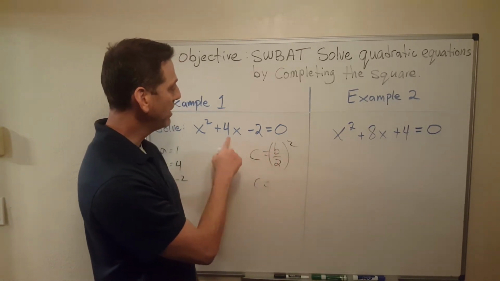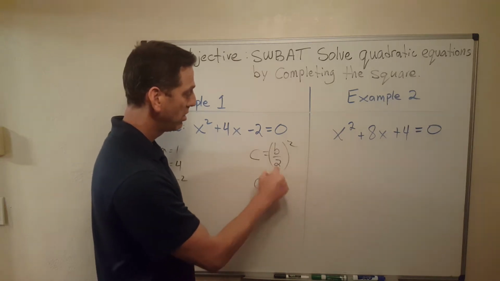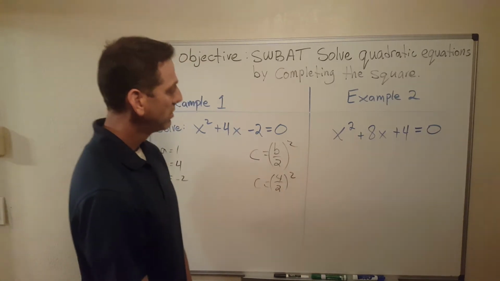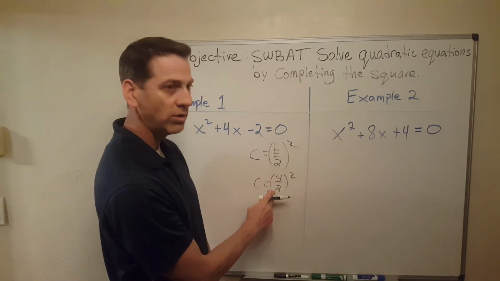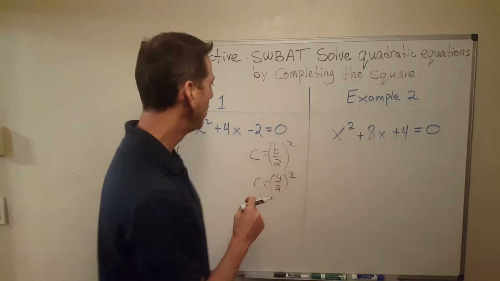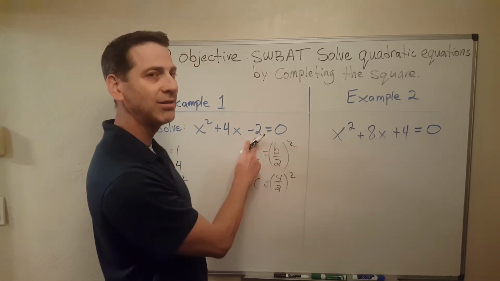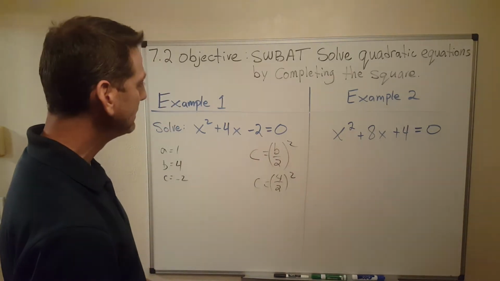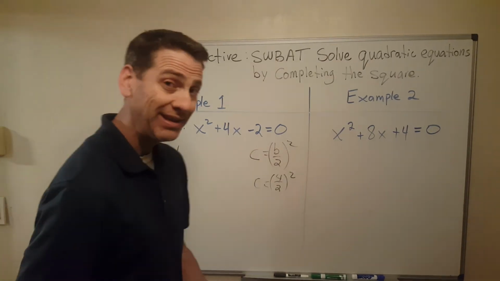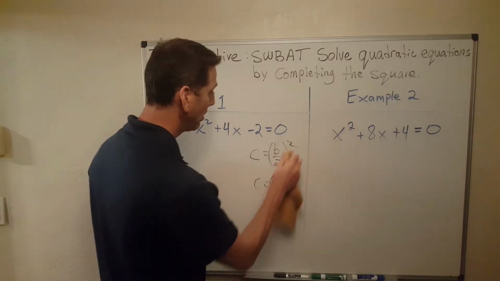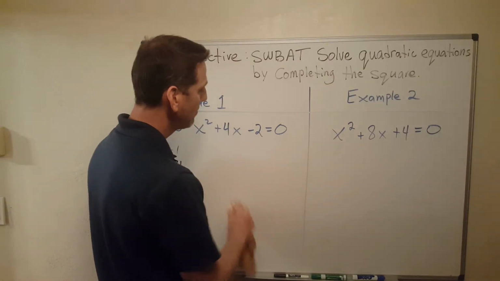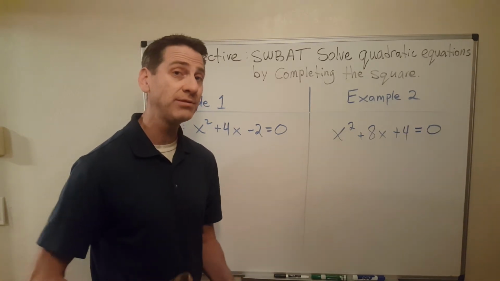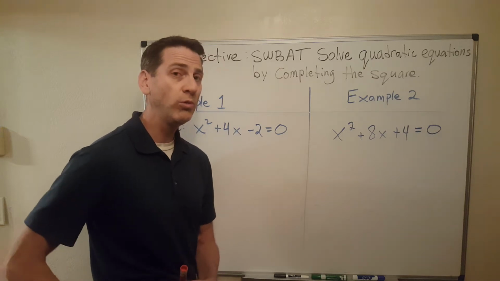So what does C need to be? Well, what's B? B is 4, so 4 over 2 to the second power. So C needs to be, well, 4 divided by 2 is 2, and 2 squared is 4. So this number right here needs to be a 4. But unfortunately, it's a negative 2, isn't it? Well, what could we do to turn this negative 2 into a positive 4? What would we need to add?